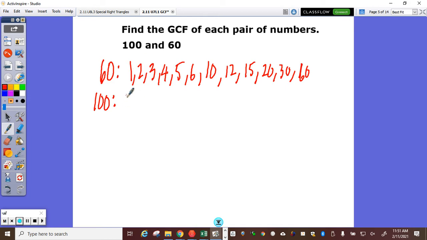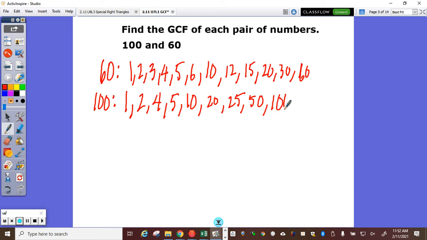All right. So 100 is 1, 2, 4, 5, 10. Now, 10 times 10 is 100, so let's go backwards now. 5 times what? 4 times what? 25. 2 times 50. 1 times 100. All right, so what's the largest factor?